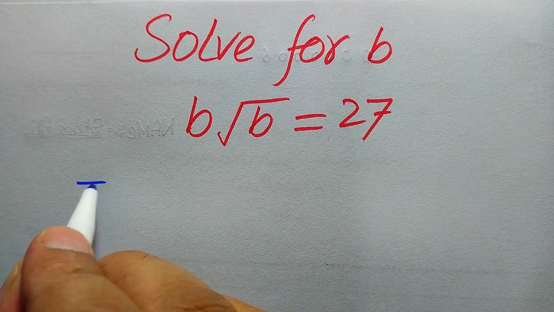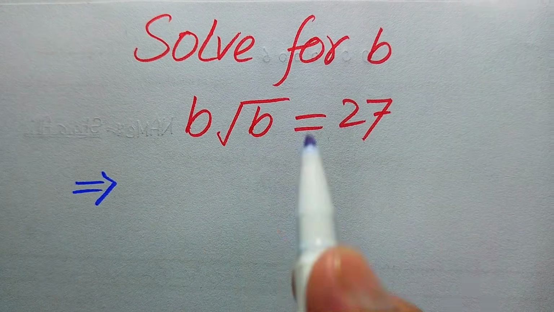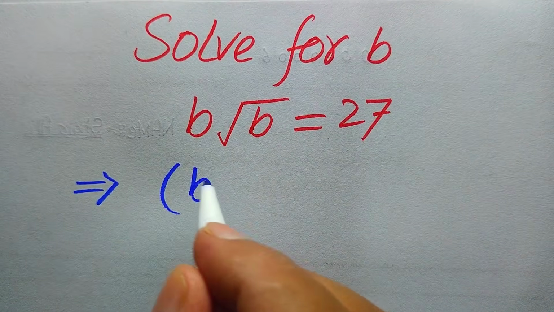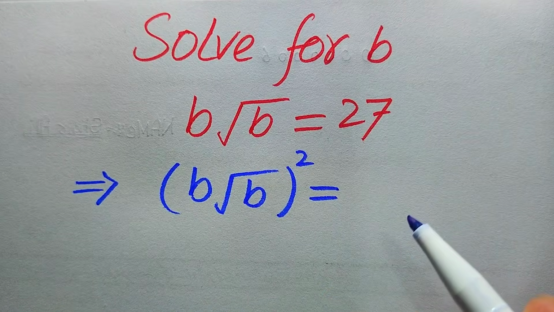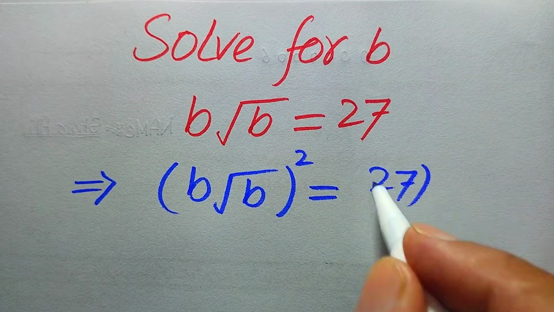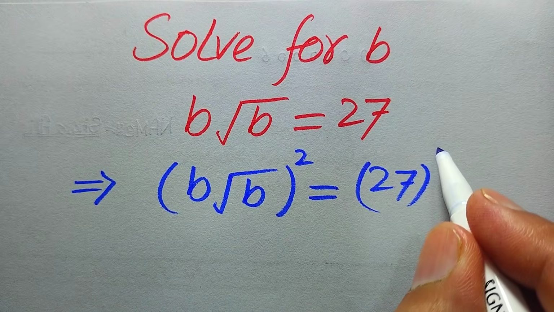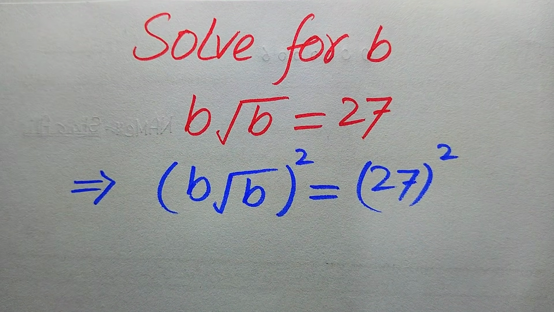So here the very first thing we are going to do is squaring on both of the sides. When we apply squaring, this will be written as b times the square root of b is equal to 27, and its whole square. And further in the next step we need more simplifications here.